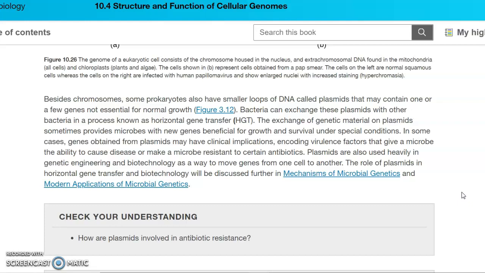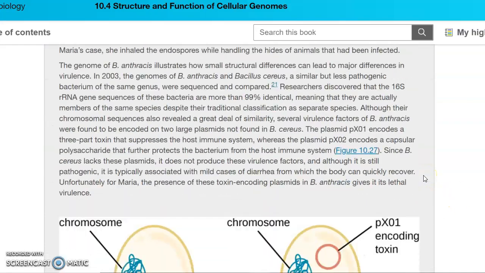It could lead to an organism being pathogenic, so it could code for some virulence factors. And we know that bacteria can swap these plasmids. They can transfer these plasmids back and forth, and that's called horizontal gene transfer.